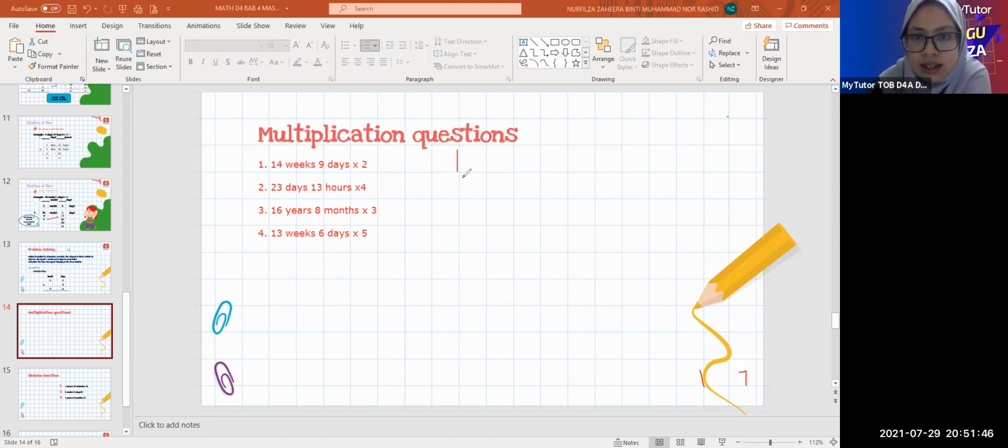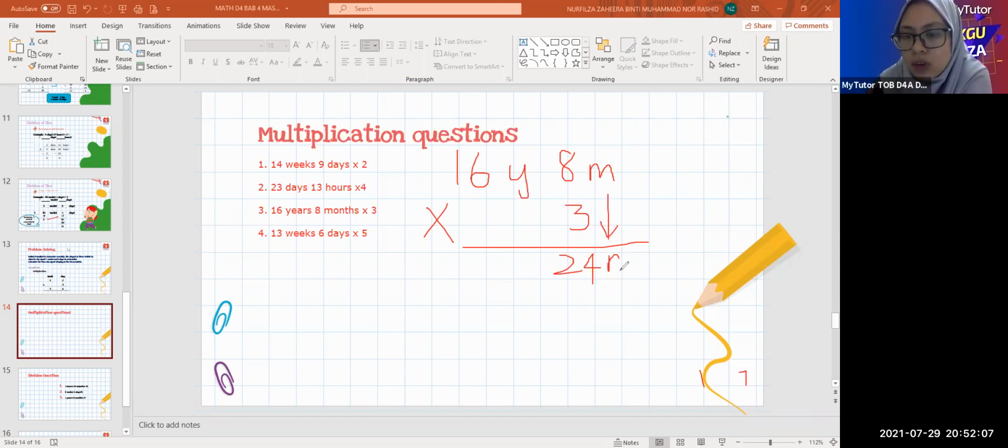16 years and 8 months is multiplied with 3. Right. So do the normal calculation. 8 times 3 is equal to 24. Remember to bring down your units. So the unit here is months, so that you do not forget. 16 times 3. What is 16 times 3? 3 times 6 is 18, right? 1 times 3 is 3, plus 1 is 4.